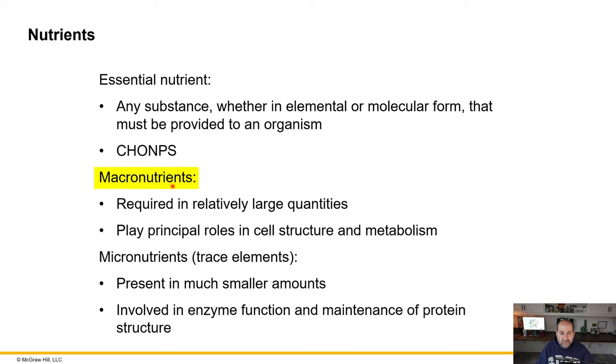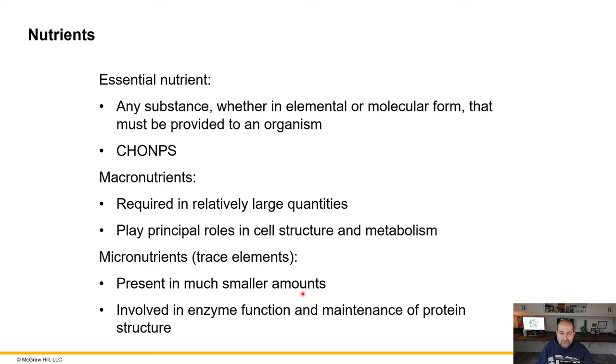Macronutrients refer to the nutrients that are required in relatively large quantities. So for instance, carbon, hydrogen, oxygen, nitrogen, phosphorus, and sulfur are all macronutrients. Micronutrients, on the other hand, also known as trace elements, are required in small amounts or minute amounts. So for instance, you require copper, zinc, you require iron in your diet. These would be trace elements required.